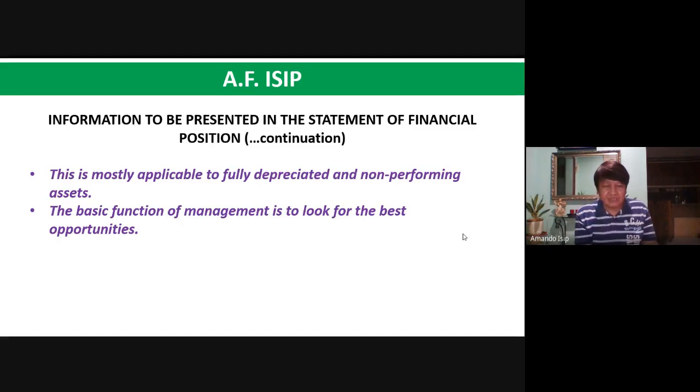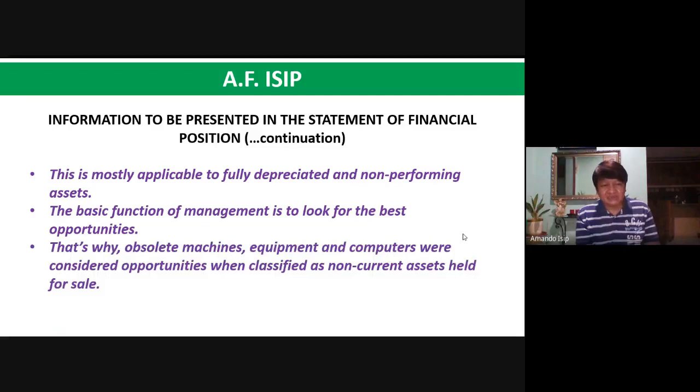In our case, where I came from, one of the biggest banks in the country, we allow selling of outdated assets even at a loss, because the bank can absorb losses as long as we upgrade our equipment. There is nothing wrong with that, and that disposal is an opportunity of management to upgrade our computer equipment to meet the demands of the clients, customers, and stakeholders. That's why obsolete machines, equipment, and computers were considered opportunities when classified as non-current assets held for sale.